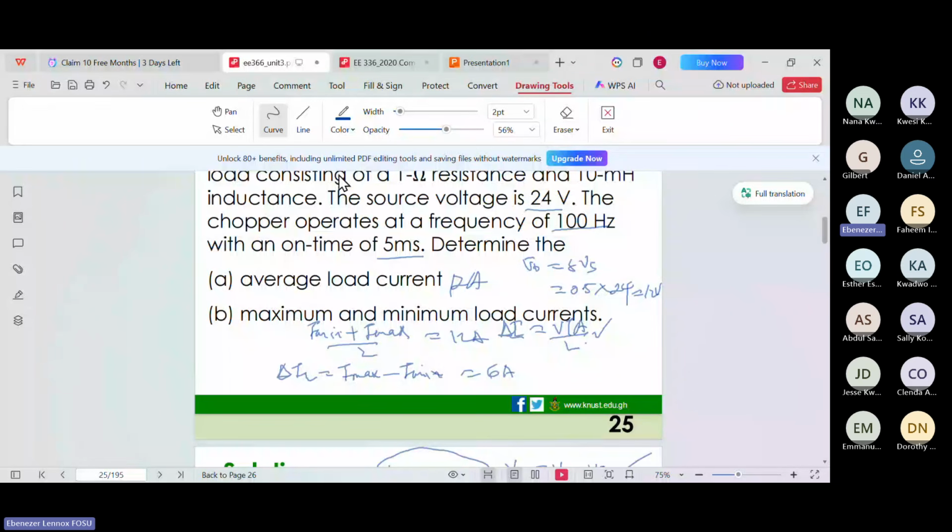But I max, I think, should be this plus this divided by 2. I believe that will be 24 plus 6 over 2. So that will be 15 amps, right? So the maximum is 15 amps, and the minimum will be 9 amps, I think.